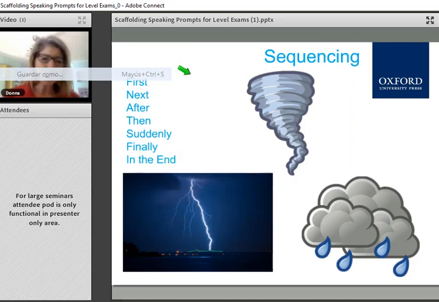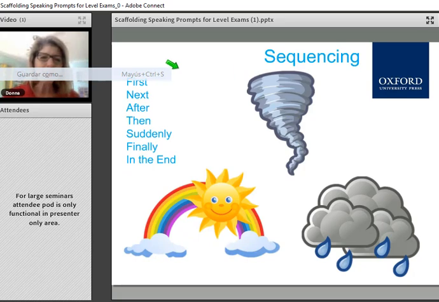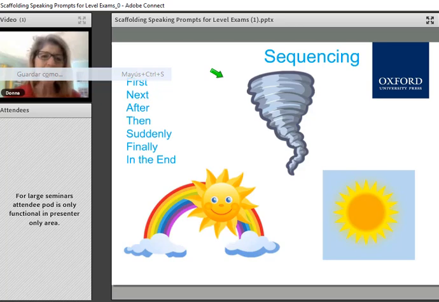Let's see if we can use some more of the link words. First, there was a tornado. After, the rainbow came out, the sun and the rainbow. And then it started to rain in the end. You see, I'm using the language that they need in a different order. Okay? Suddenly, there was a tornado. Then, the sun came out and there was a rainbow. Finally, there was just sun.